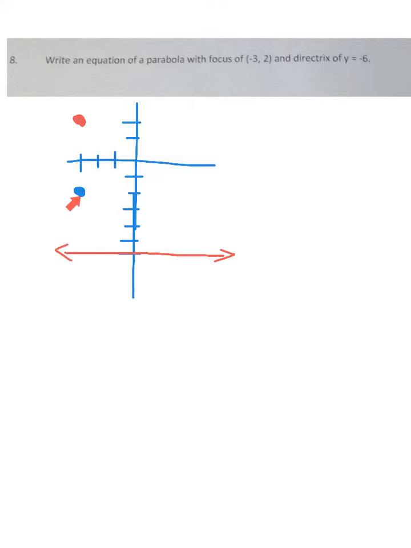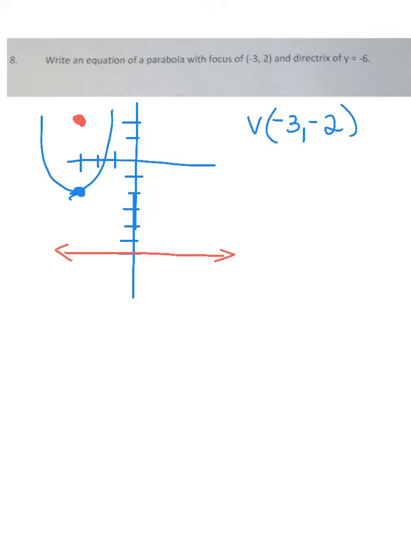But remember, my parabola can't cross over this line down here. So I know that my parabola can't open down. So in that case, then I know that my parabola is going to open up like that. Okay? And when a parabola opens up, remember that that's a y equals. So let's go over a couple of things. I know that my vertex is -3, -2.